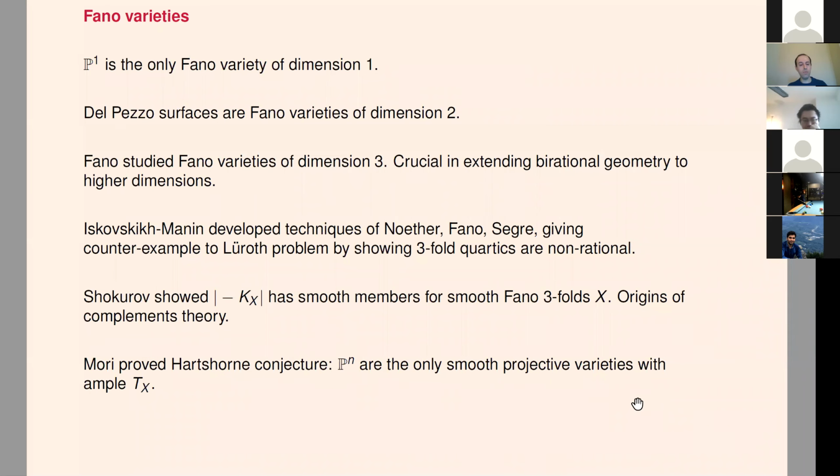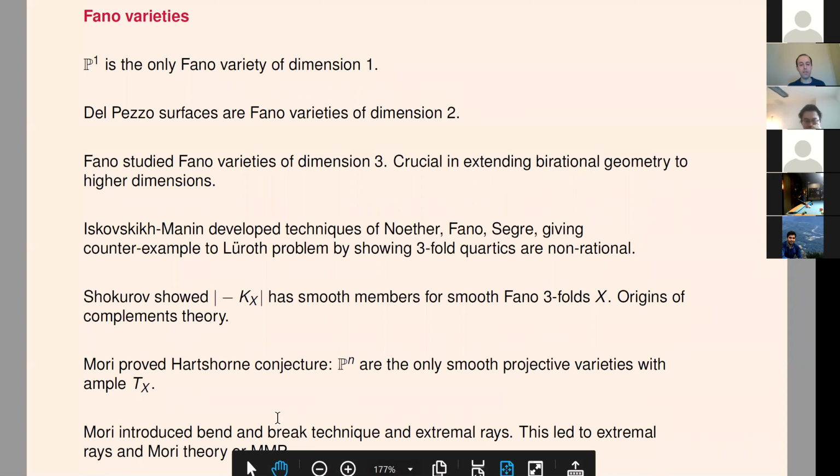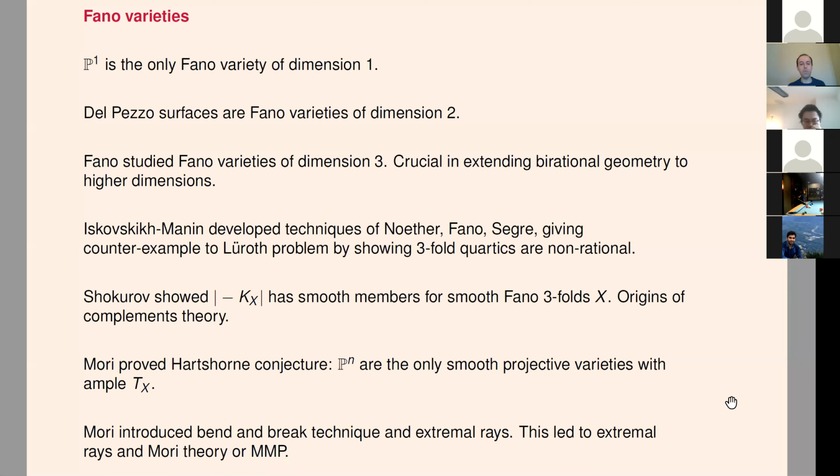I also mentioned that Mori proved Hartshorne's conjecture that projective spaces are the only smooth projective varieties with ample tangent bundle, and he did it by introducing the so-called bend and break technique, where he takes a curve inside his variety and then deforms that curve. Or to be more precise, he takes curves and morphisms from these curves into X, into his variety, and then he deforms this morphism to produce rational curves. So this is the bend and break technique, and this led him to his theory of extremal rays and finally to Mori theory, or MMP, in high dimension.